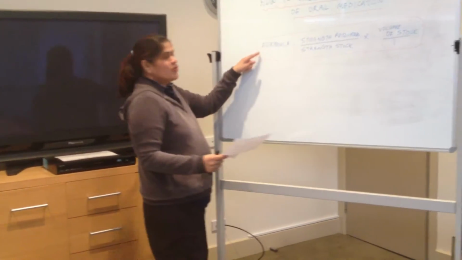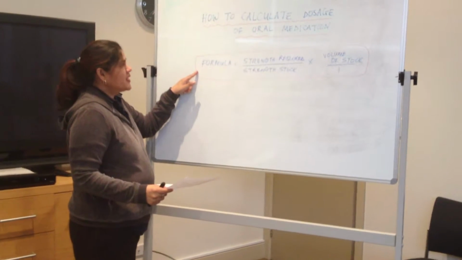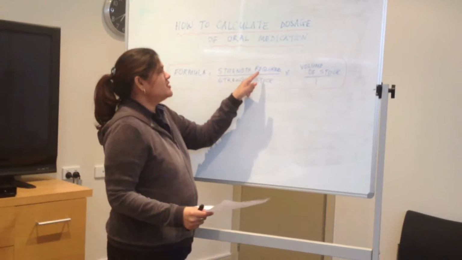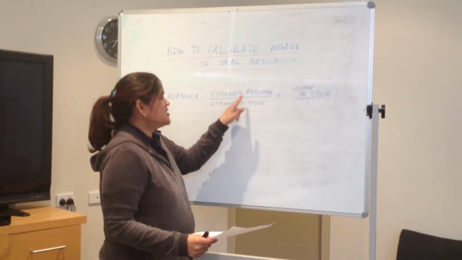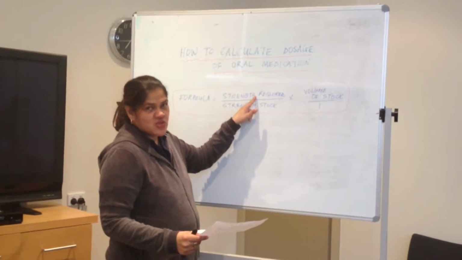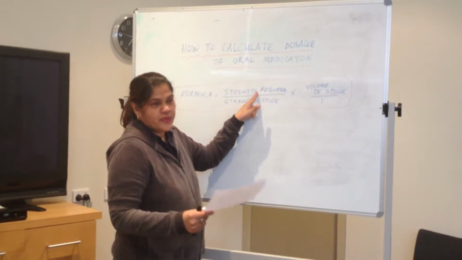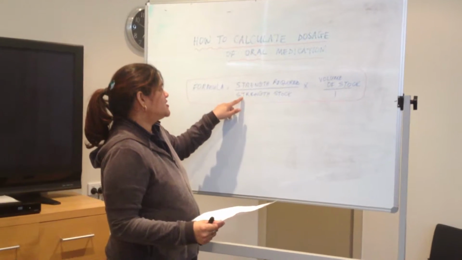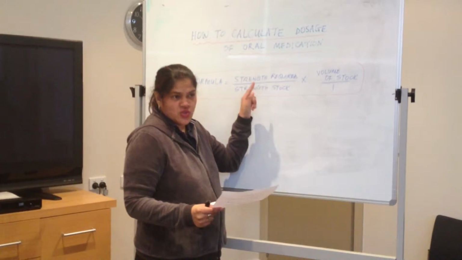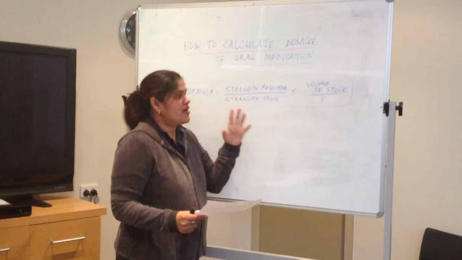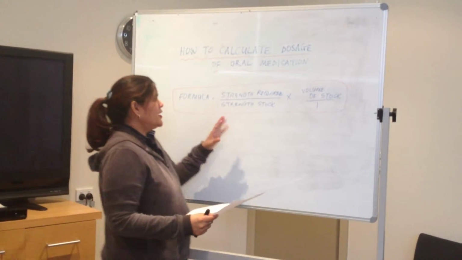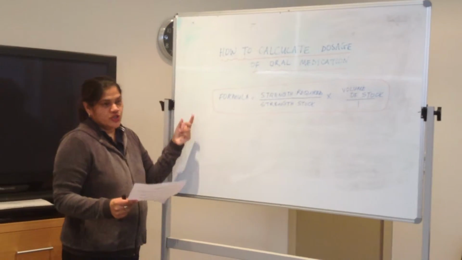Now, this is the formula that we are going to use, which is the strength required. This is what the doctor prescribes for the patient to take, and the strength stock is the one that you have in stock available. Okay, so this is the formula you're going to use.